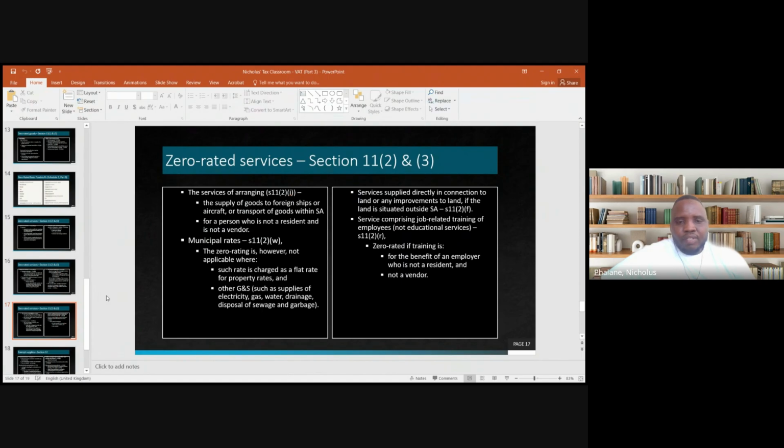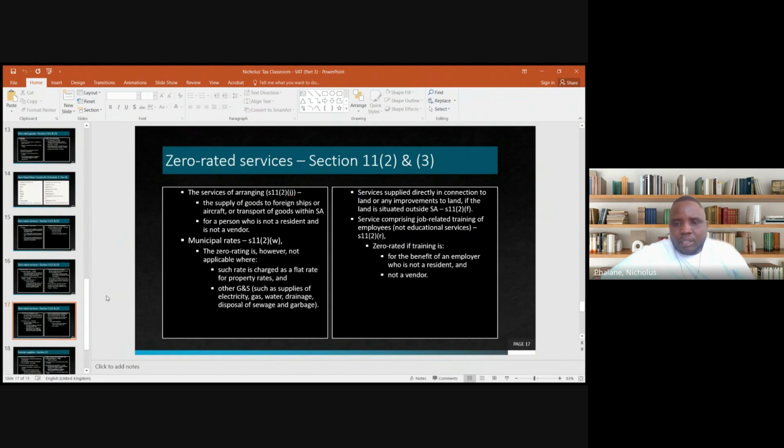All right. Other goods or services such as supplies of electricity, gas, water, drainage, etc., must be shown separately. So it makes it easier for the zero rating of municipal rates. Services supplied directly in connection with land or improvements to land, if the land is situated outside SA, these are zero rated.